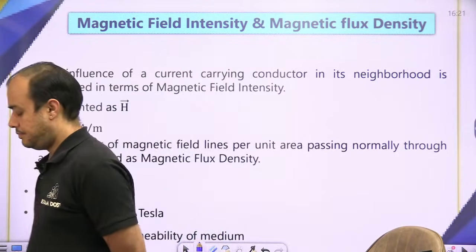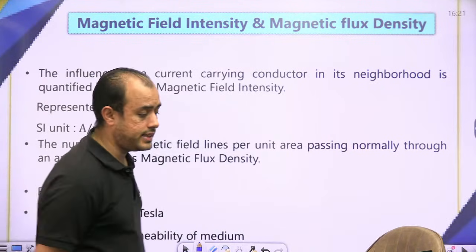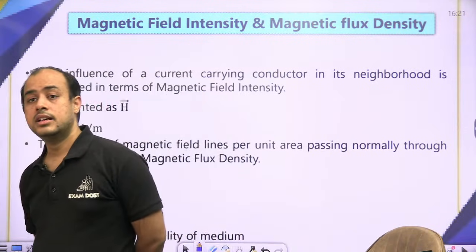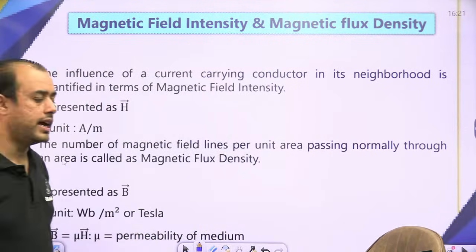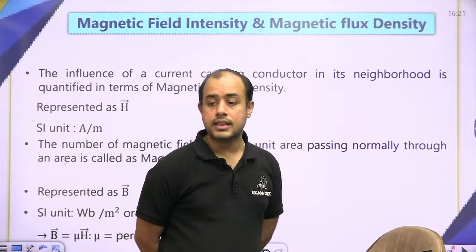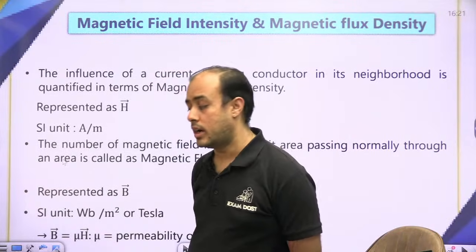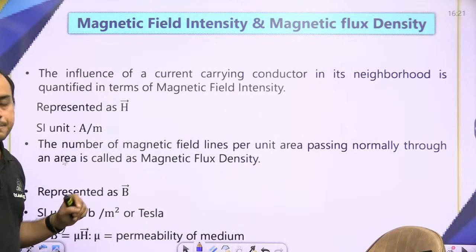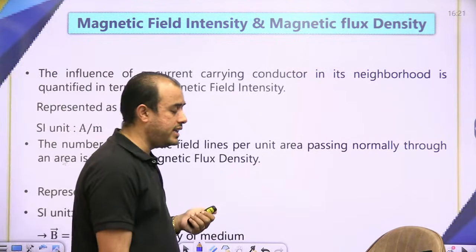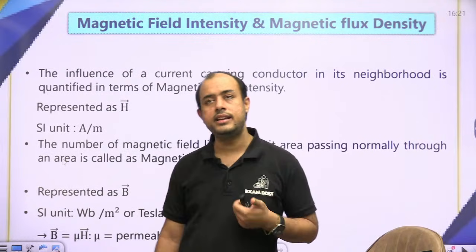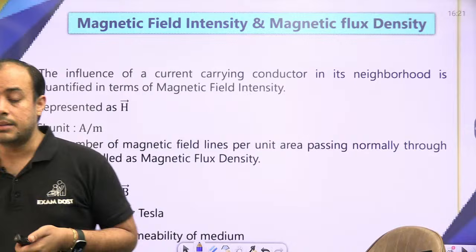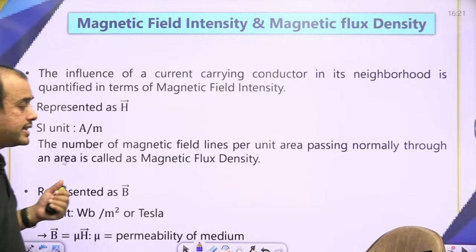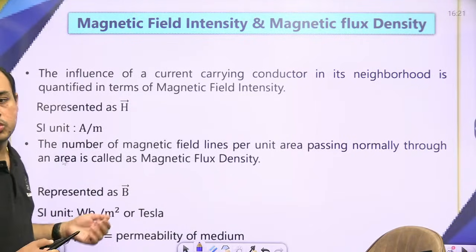Now, what is the magnetic flux density? It is the number of field lines that will be passing normally through an area per unit area, and it is known as the magnetic flux density, written as B. So in electrostatics, you have D and E. D is the flux density, E is the electric field. In magnetism, you have flux density as B and magnetic field intensity as H. So there D equal to epsilon E, here B equal to mu H.